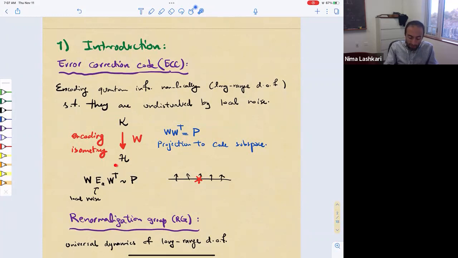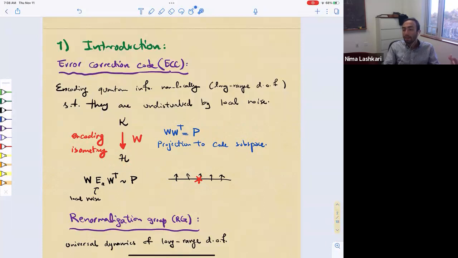And of course, to be able to correct for errors, this physical Hilbert space has to be much larger than the amount of information that we encode in. So where we have encoded the information is a subspace called the code subspace. That code subspace is basically WW dagger. This is a projection in H that projects you to where you have encoded your information.